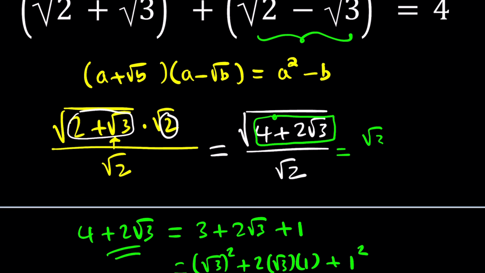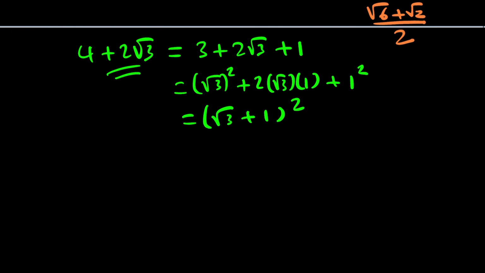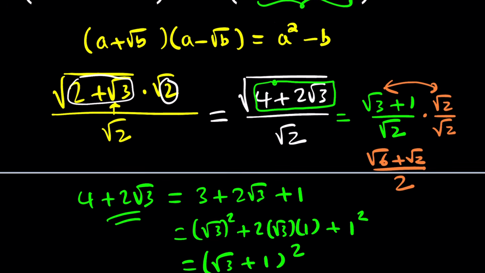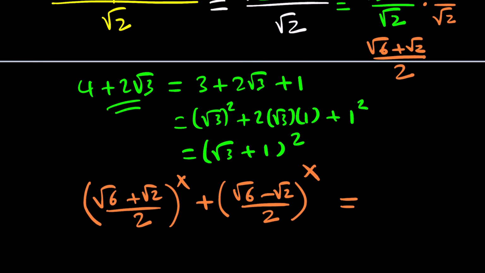This becomes root 3 plus 1, after taking the square root, divided by this. Now, to rationalize the denominator, we multiply and divide by root 2 and then use the distributive property. That's root 6 plus root 2, divided by just 2, which is a good thing, right? Now, what happens if we plug this in? Let's go ahead and give it a try. So we replace our radical with this and then just raise it to the power x. And of course, the other one is just going to be the conjugate. So you just need a minus sign, that's it. You don't have to do that work twice. And now this is what we have.